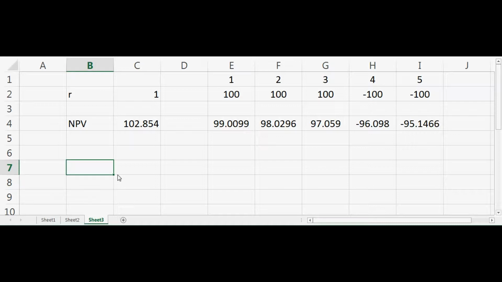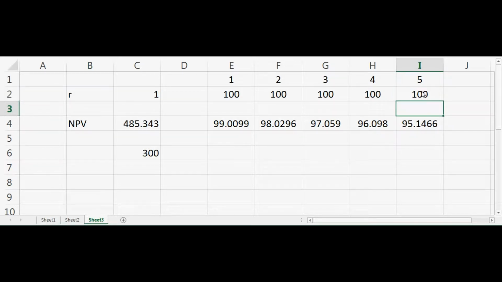investment. So suppose your current investment is $300 and you are getting $100 for 5 years. So now you want to calculate how much money did you make, or how much rate of return did you get if you invested $300 now and you get $100 for the next 5 years. Then how will I calculate that? So in this case, what I'll do is I'll use a goal seek command.